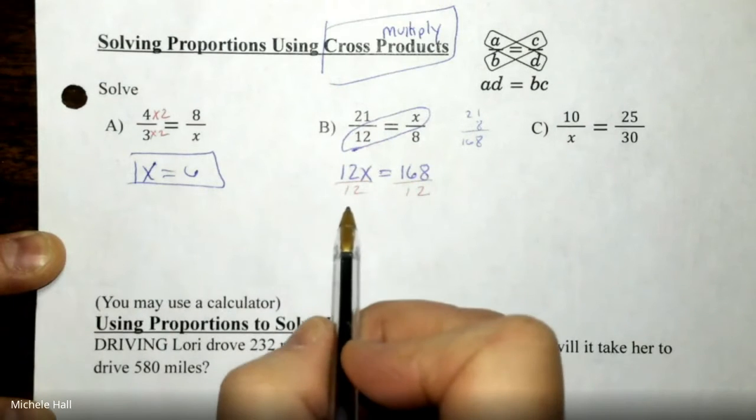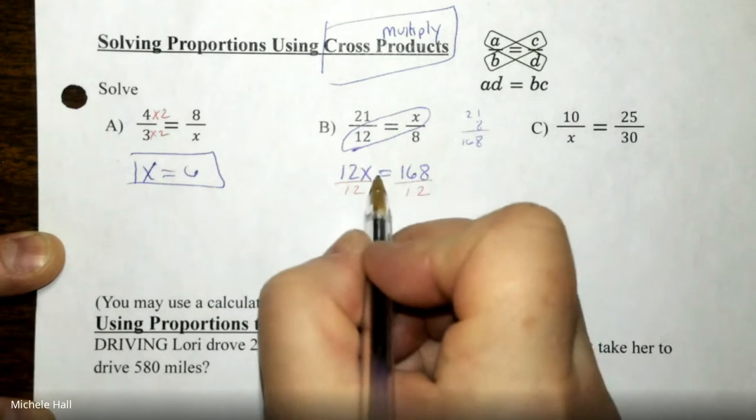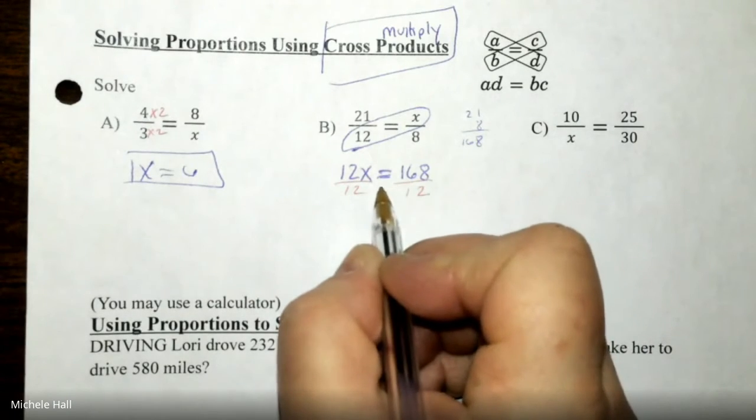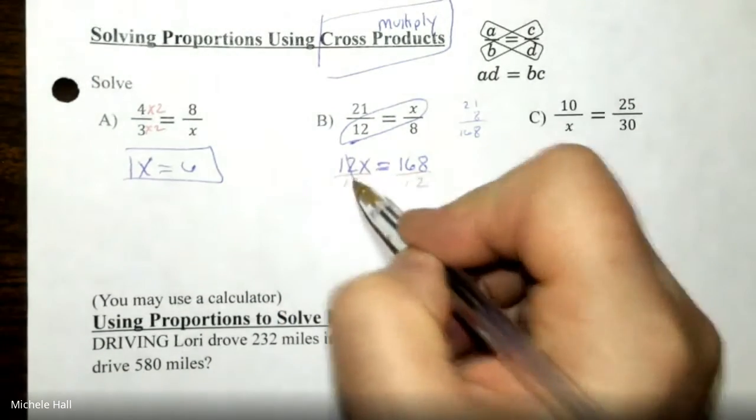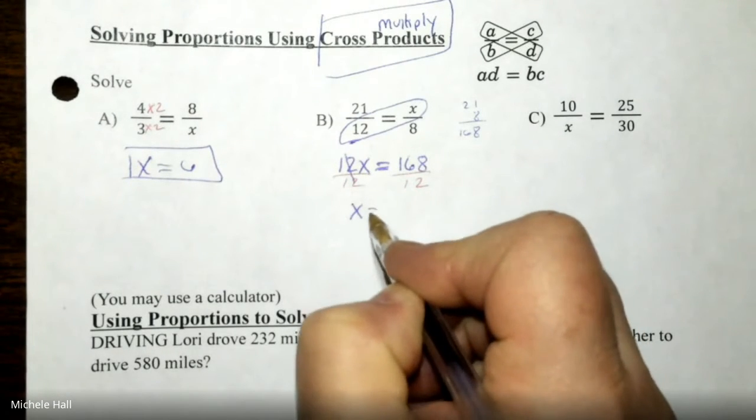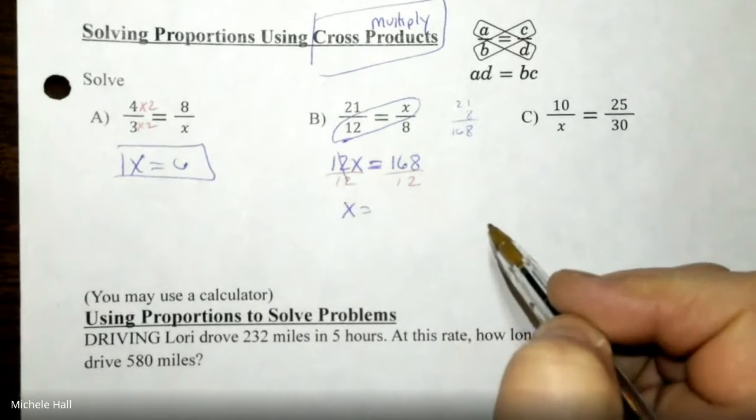Whatever I do to one side of the equation, I need to make sure I'm doing the same thing to the other side of the equation to keep it balanced, to keep it equal. 12 divided by 12 cancels to 1x. And then I need to figure out 168 divided by 12.